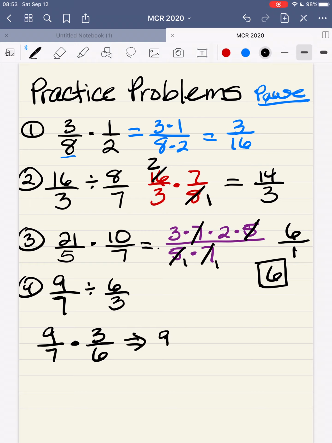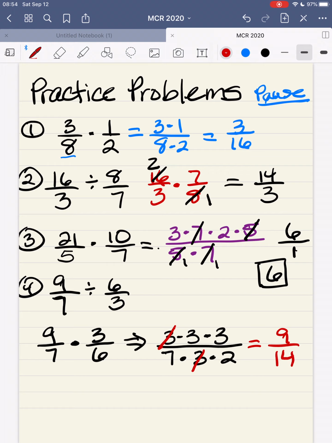So this is 9 over 7, or I can think of this as, break it down, which I prefer to do. 9 is 3 times 3, and it's being multiplied by another 3. On the denominator, I have 7 times 1, or just 7, and 3 times 2. I notice that I can have 1 3 on the top cancel with the only 3 that's on the bottom, but the other 3s have to stay. So 3 times 3 is 9. 7 times 2 is 14.